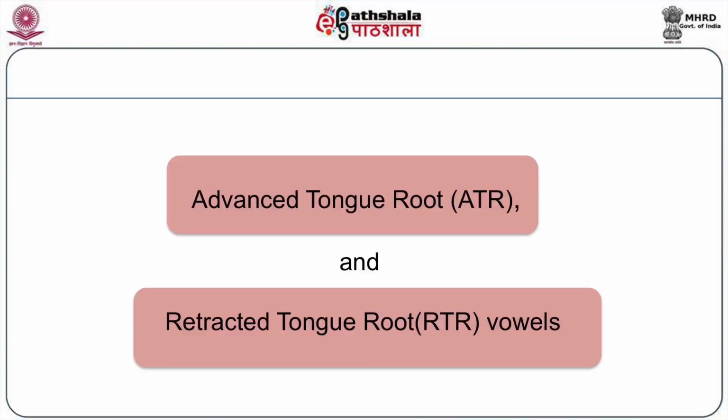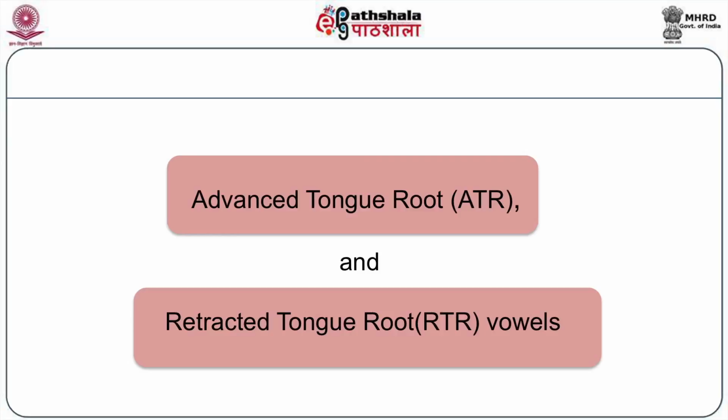The third type of vowels that we want to consider is the type distinguished on the basis of the root of the tongue being held in an advanced position or a retracted position. In some languages, especially from Africa, some vowels are produced with the tongue root pushed up or advanced. This gives us two sets of vowels in these languages: advanced tongue root, or ATR for short, vowels, and non-ATR or retracted tongue root vowels.